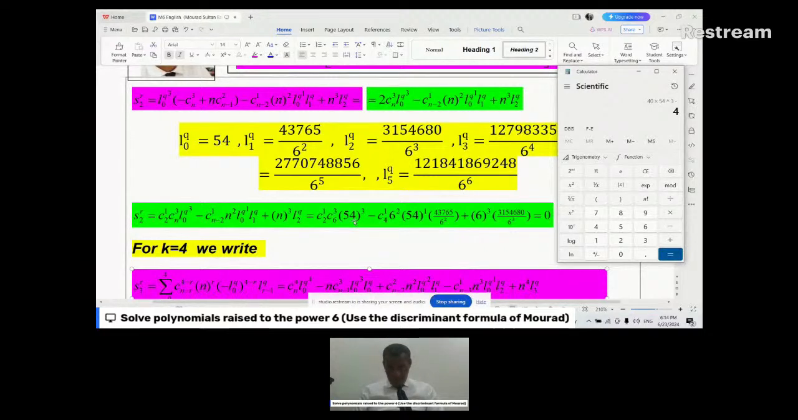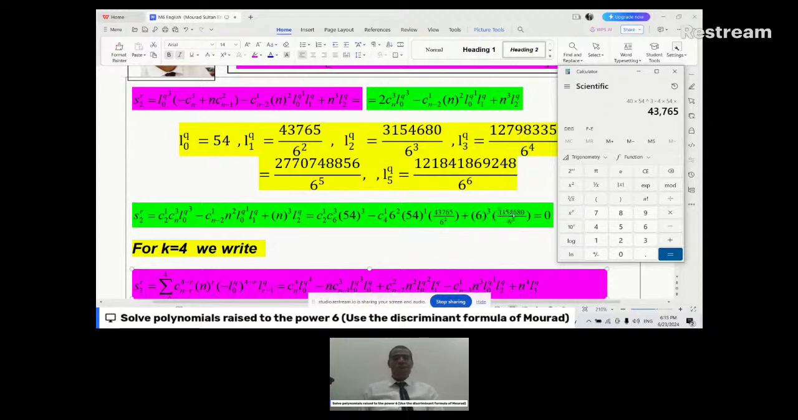4 times 6 square. No need to write it because there is 6 square in the denominator. So 6 square divided by 6 square is what? I'll just use 54 times 54 times 43,765. Then plus the cube of 6 multiplied by 3,154,680 divided by the cube of 6. 6 cubed divided by 6 cubed is 1. They will be cancelled out.